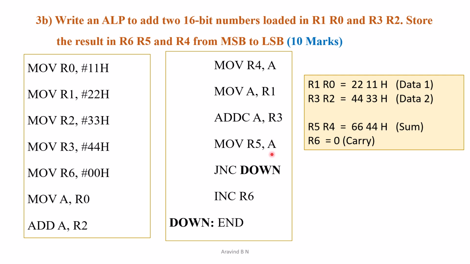Now store the contents of that accumulator to R5, that is, the second part of the summation is stored in the register R5. In case a carry is generated after the addition of R1 and R3, that must be stored in R6. Therefore, we are verifying whether a carry is generated or not. If carry is not generated, then go to the label down. If carry has already been generated, then we need to increment R6. So that's the program we are going to have for this one. In this case, you take an example like this at one side and then write the program. That will be very helpful.